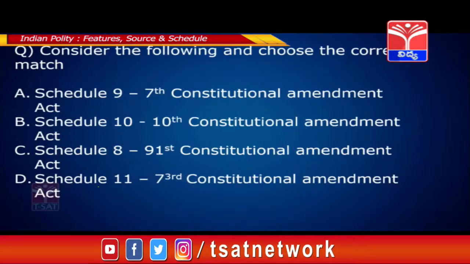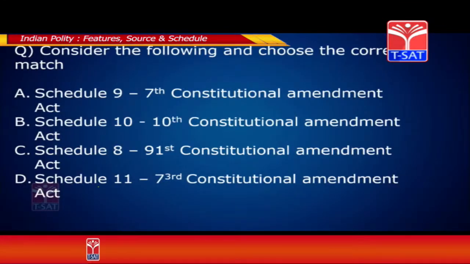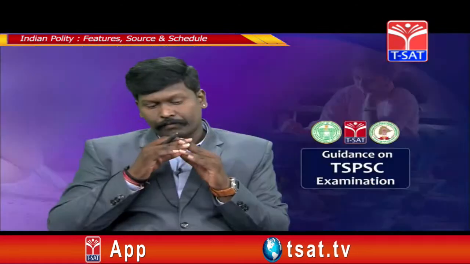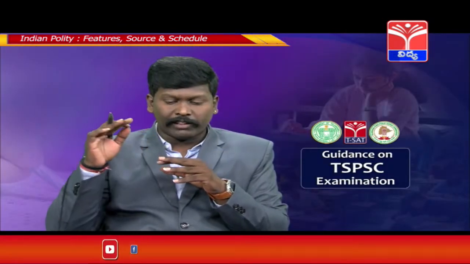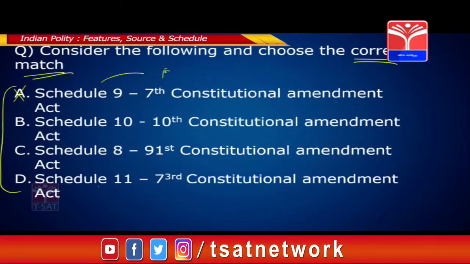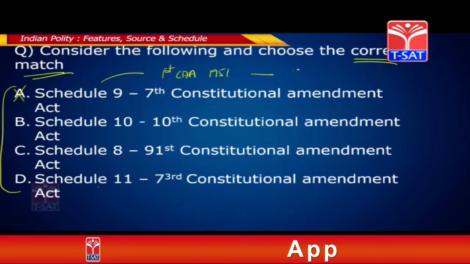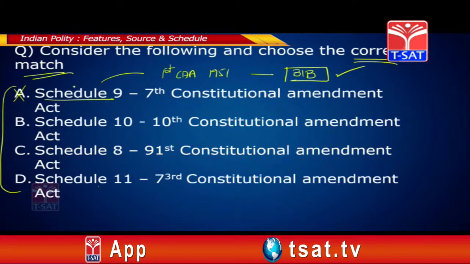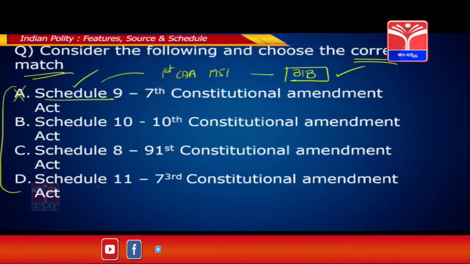This is very, very important. Consider the following and choose the correct match. We have 4 options, 3 are incorrect and 1 is correct. It is all about schedules. Schedule 9, 7th Constitutional Amendment Act, wrong, because Schedule 9 was added by the first Constitutional Amendment Act 1951, linked to Article 31B. Schedule 9 talks about land reforms and judicial review.